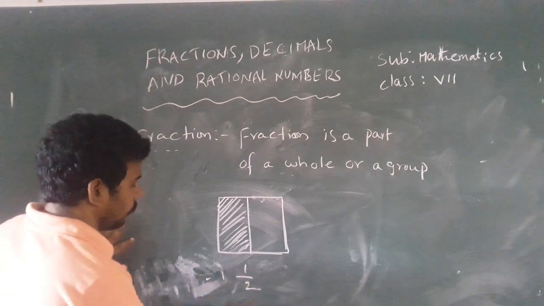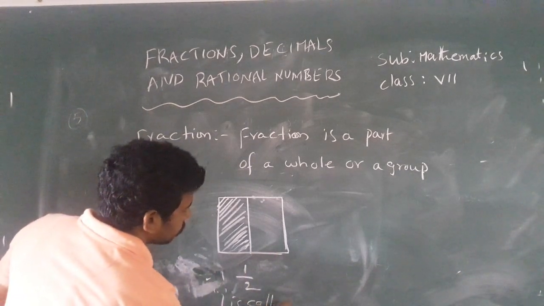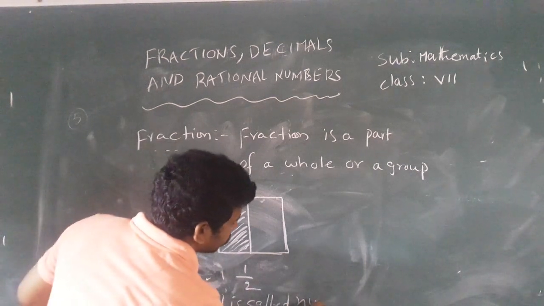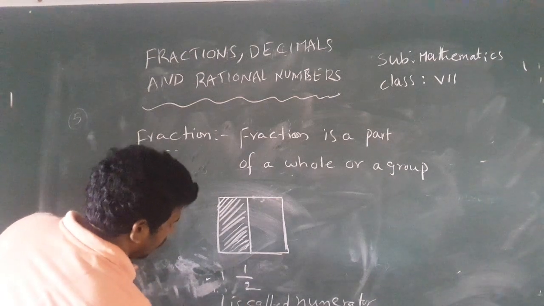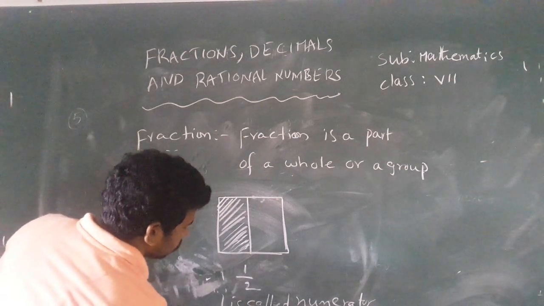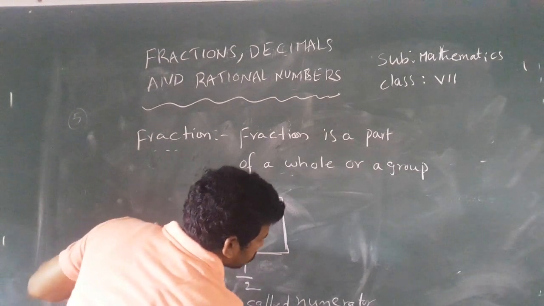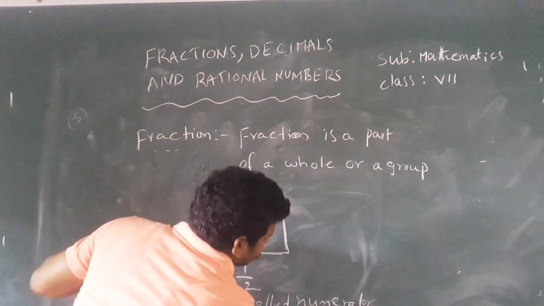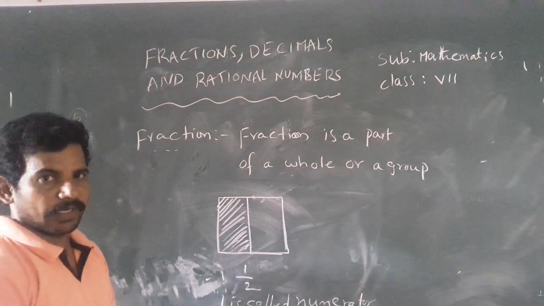So in 1 by 2, 1 is called the numerator and 2 is called the denominator. 1 is called the numerator, 2 is called the denominator.